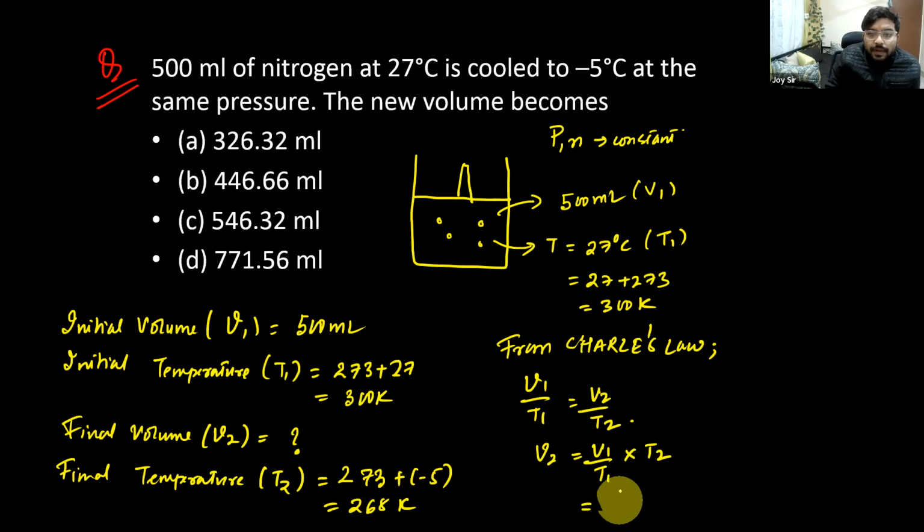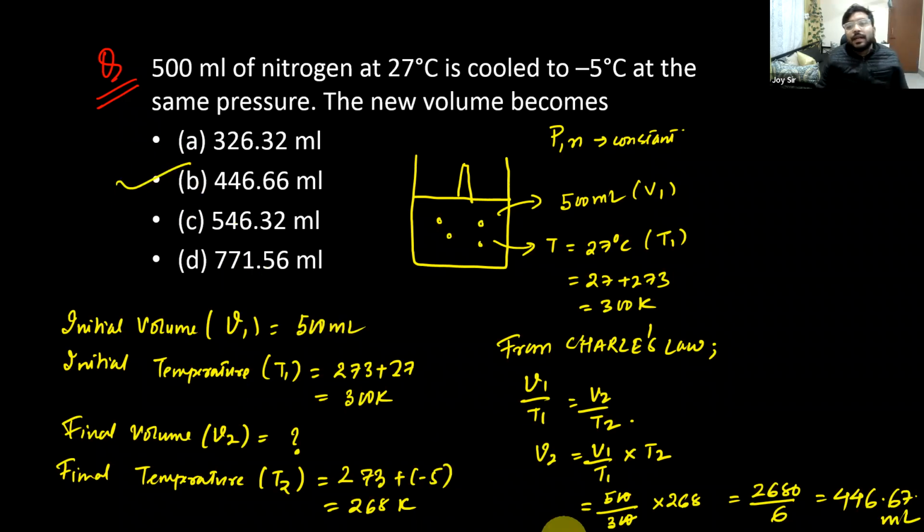So V1 is 500, T1 is 300, T2 is 268. So 0 0 cancel. So it is 2680 by 6, right? 2680 divided by 6. 6 4s are 24, 28, 6 5s, 6 4s are 24, 40, 6 6s are 36, 40, 6 6s are 36. Okay. So it is 446.67 milliliter. Correct. So option B is the correct option.